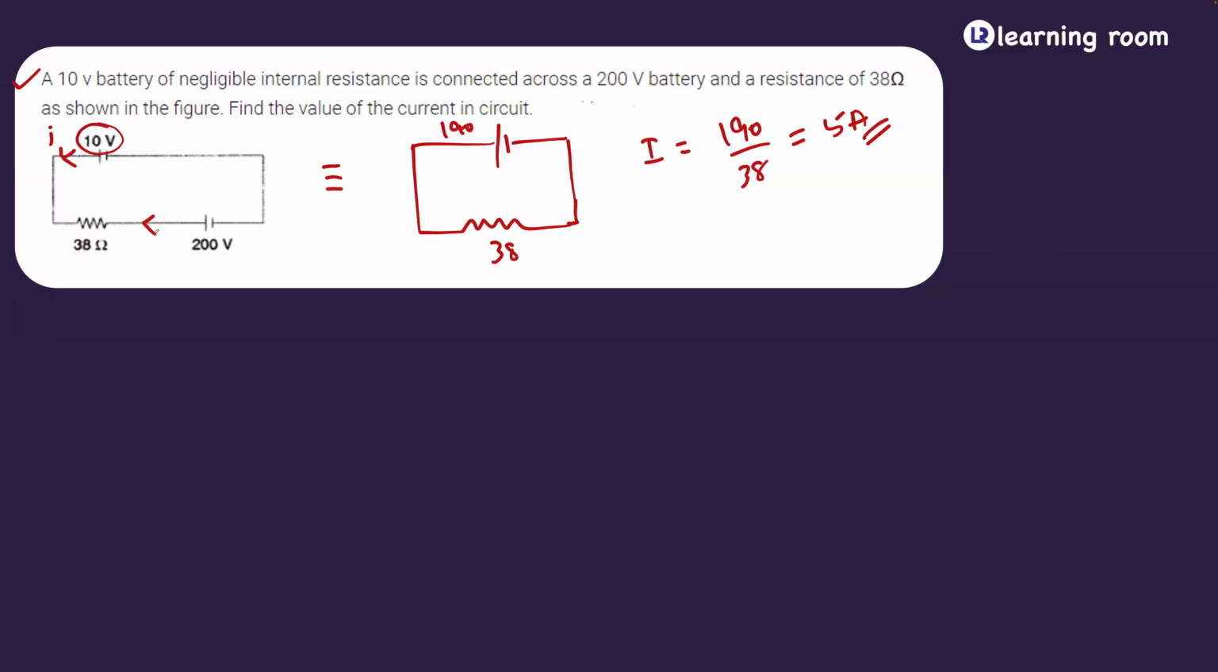Whereas, had the same question been like this, this is 10 volt, this is 200 volt, this is 38 ohm, and it works like this, then what should be the case? Why are you adding? Because 10 volt is also supplying current in leftward direction. 200 volt is also supplying the current in the same direction. They get added.